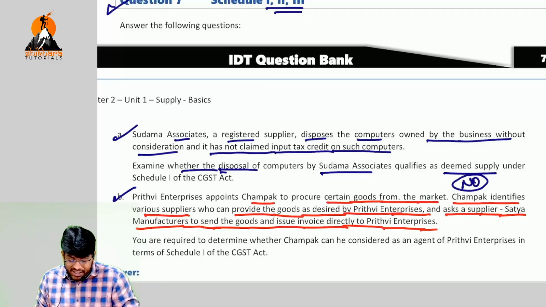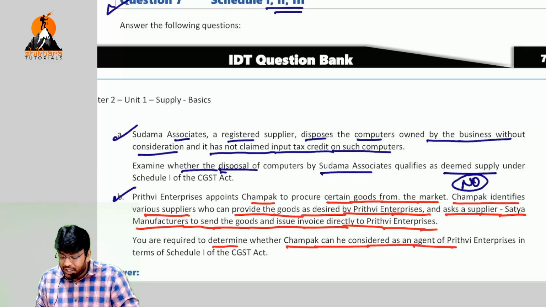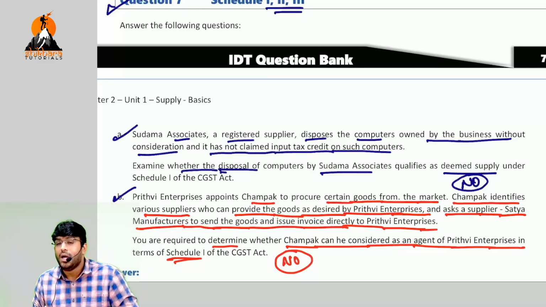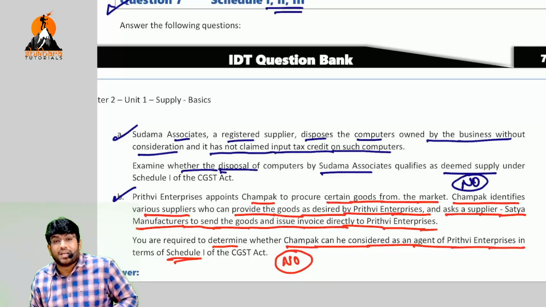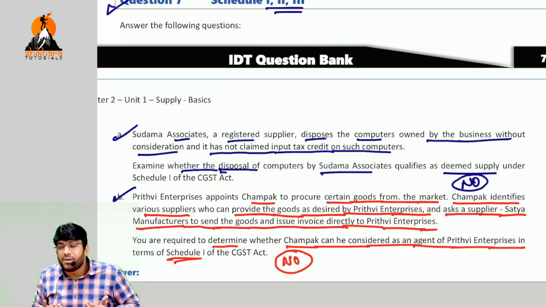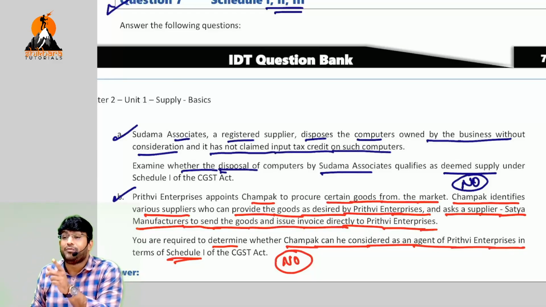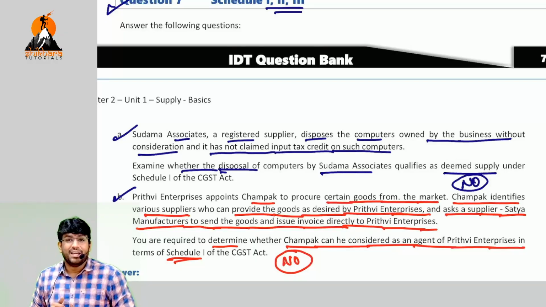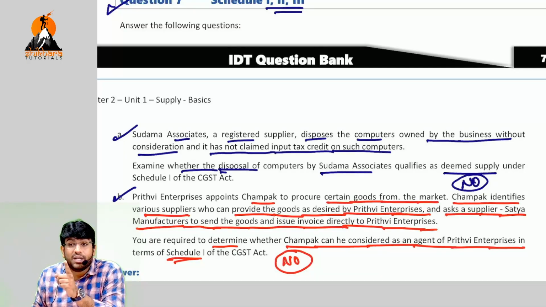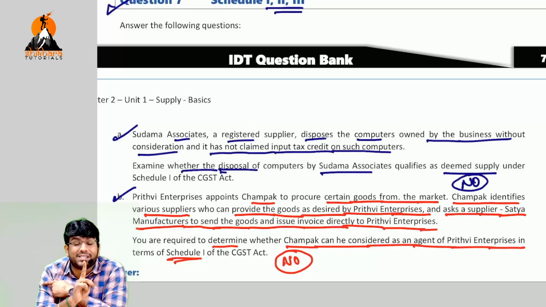See the question what they're asking. You are required to determine whether Champak can be considered as an agent of Prithvi Enterprises as per Schedule 1. 100% answer is no. Because agent is somebody who supplies or procures the goods. Listen very clearly. Who supplies or procures the goods on behalf of principal. He procured the goods, sir, here you will tell. No, he did not procure the goods. He identified only the supplier. If he is undertaking the supply, then only we call him an agent.